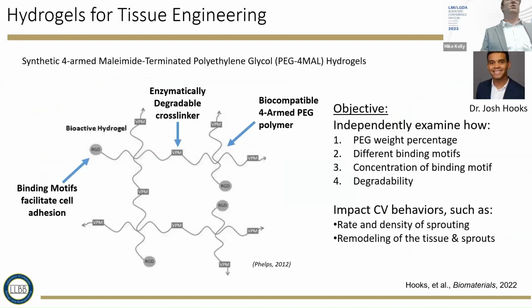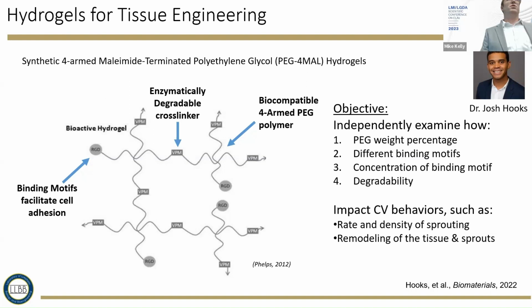And so at the exact same time, Josh, who was a former PhD student, had been developing synthetic hydrogels based on a PEG-maleimide polymer system. He had been developing them to support lymphatic regeneration. I'm not going to go through his data, but it's in this paper, but there are things we can tune with these hydrogels.